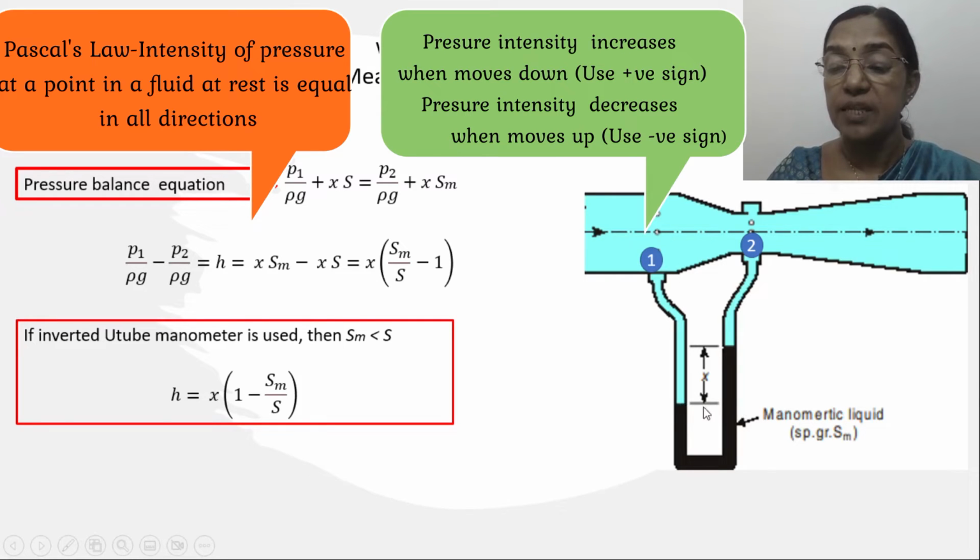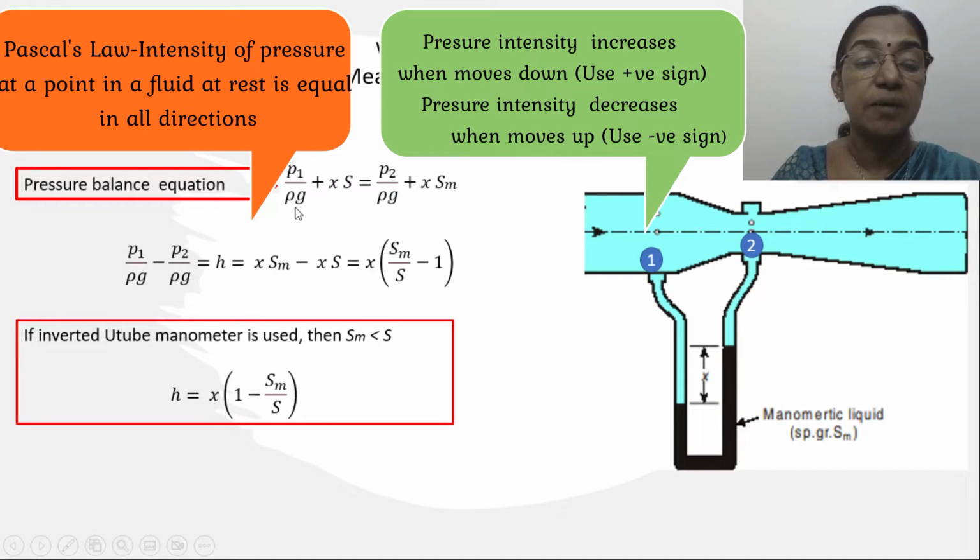If we are equating the pressure in the two limbs at this level, P1 by rho g plus x into s, where s is the specific gravity of this flowing fluid, is equal to P2 by rho g plus x into sm, where sm is the specific gravity of the manometric fluid. Rewriting this expression, P1 by rho g minus P2 by rho g, that is h, is equal to x into (sm by s minus 1).